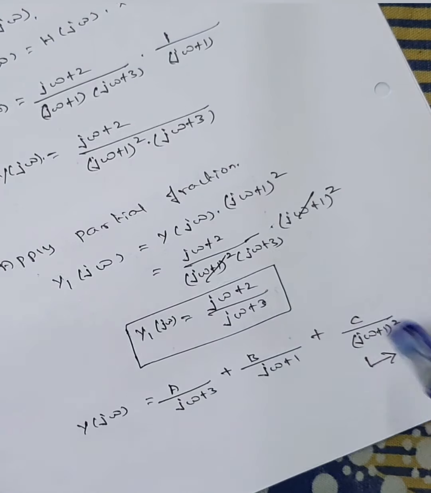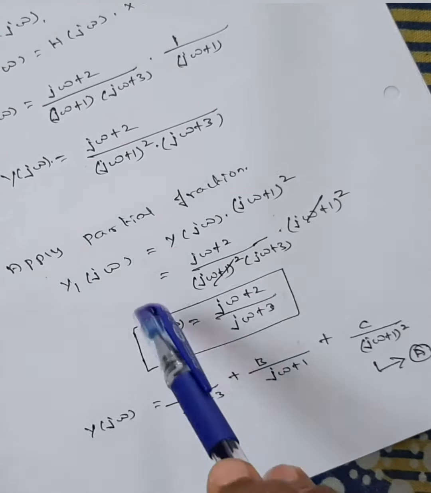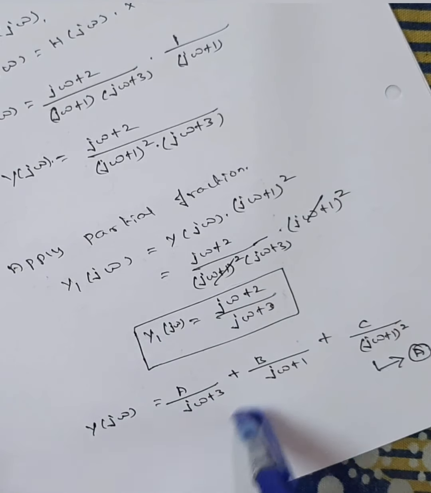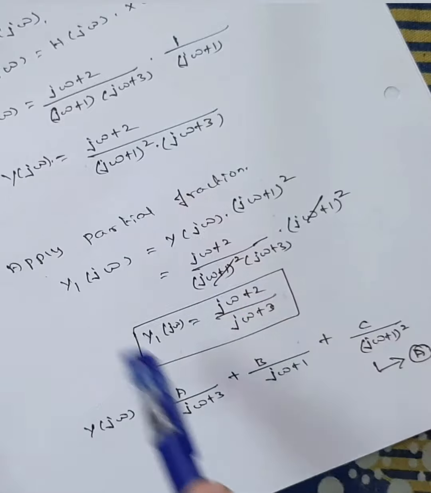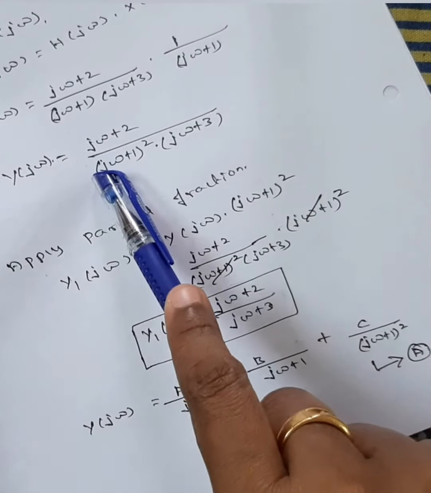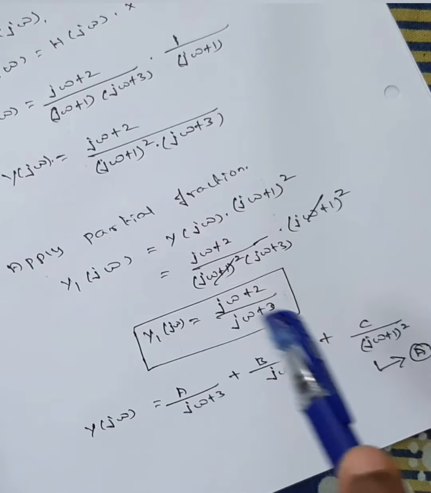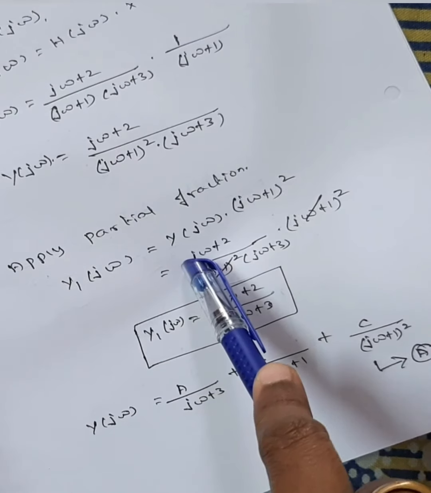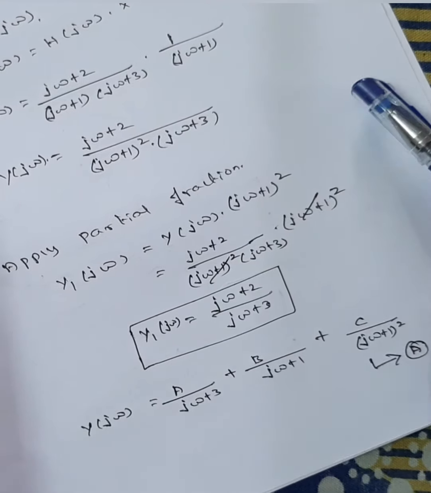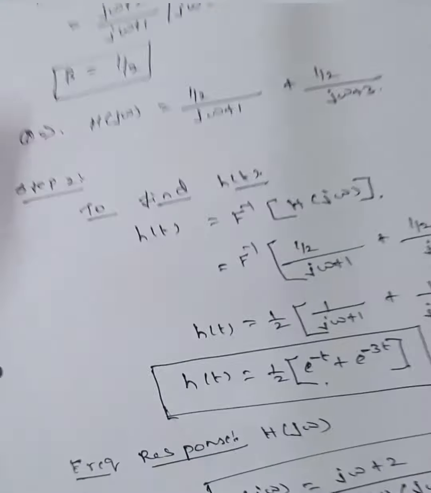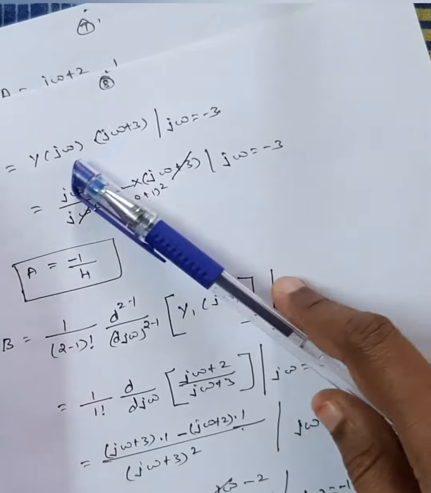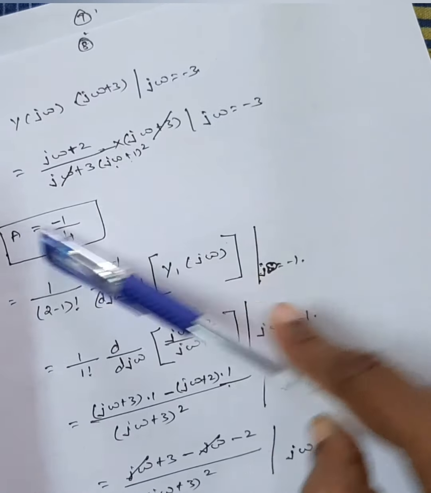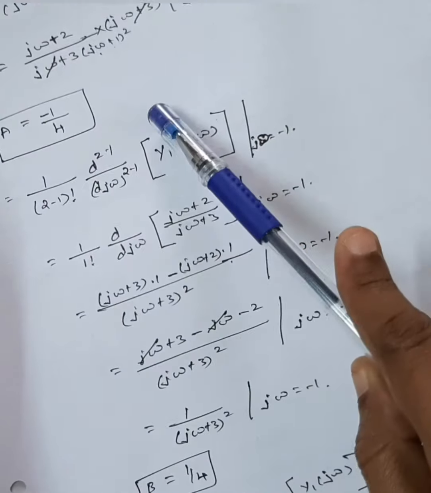In order to find B and C, you apply this Y1(jω), but while finding A, you can apply Y(jω). Remember that in order to find A, you can apply Y(jω), and in order to find B and C, you apply only Y1(jω). Now you can find the values. Here A is Y(jω) into (jω+3), and you get the value A equal to minus 1 by 4.